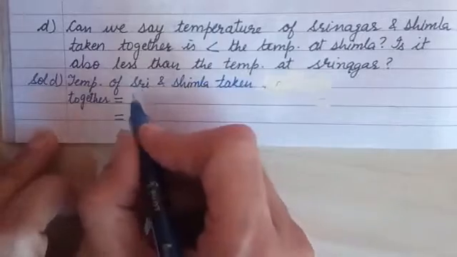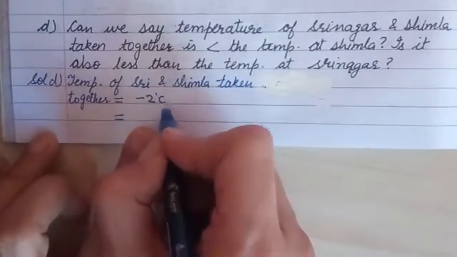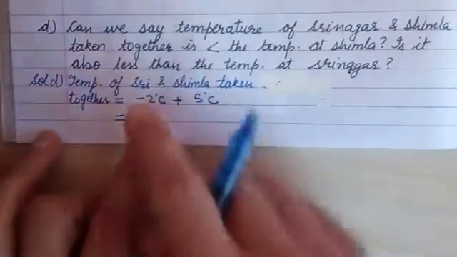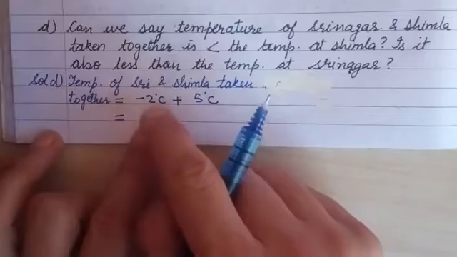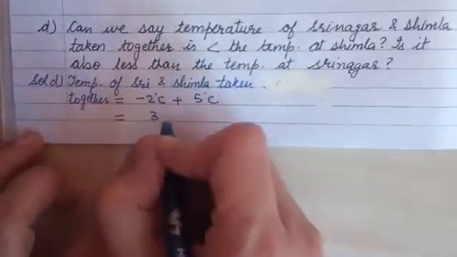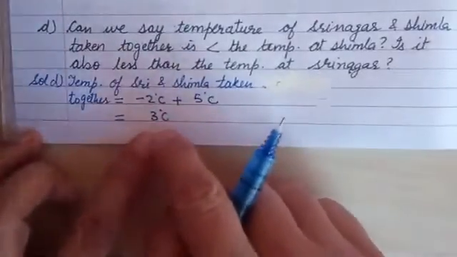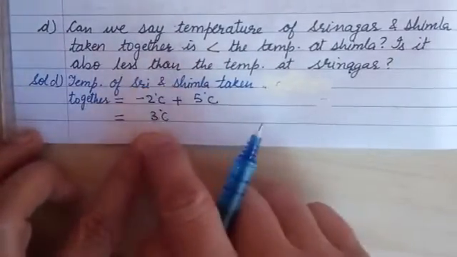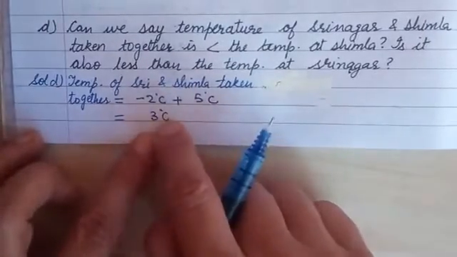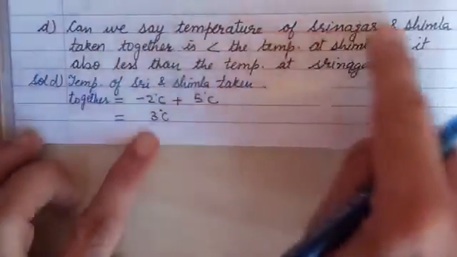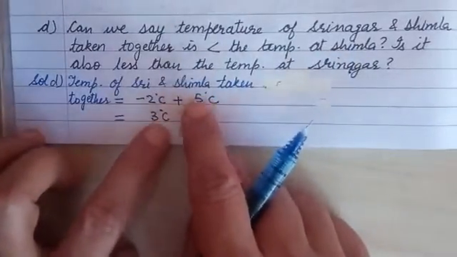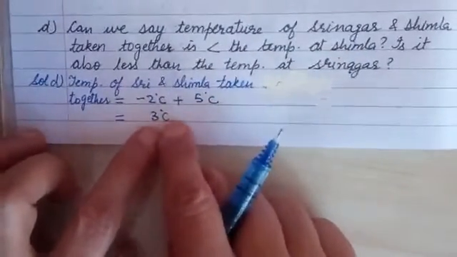Temperature of Srinagar is minus 2 degrees Celsius plus temperature of Shimla is 5 degrees Celsius. Srinagar's temperature is minus 2, Shimla temperature is 5 degree. Now 5 minus 2 is 3 degrees Celsius. Now we have to compare this together temperature with both. With Shimla if we are comparing, that is 3 and 5, 3 is less. So can we say temperature of Srinagar and Shimla taken together is less than temperature at Shimla? Shimla temperature is 5, together is 3. Is this together less? Yes.